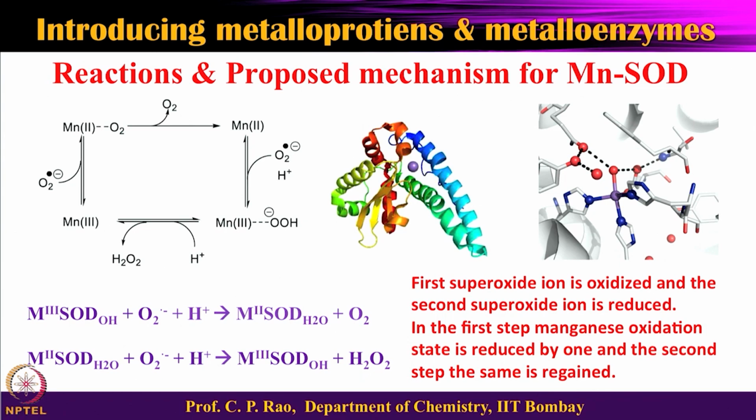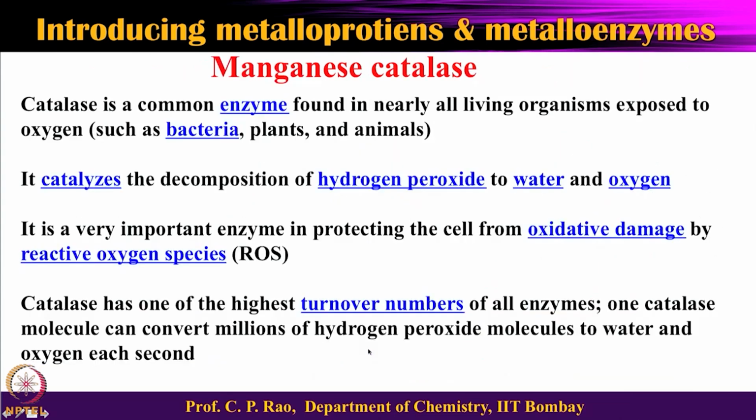Now, in this particular enzyme, what have we created? You generated O2 plus H2O2. O2 is harmless, but H2O2 has to be taken care of. This is taken care of by an enzyme called catalase. Since manganese is present, it is manganese catalase enzyme, which also saves the cells from dying. So, it is also an oxidative stress reliever, working on ROS, reactive oxygen species.